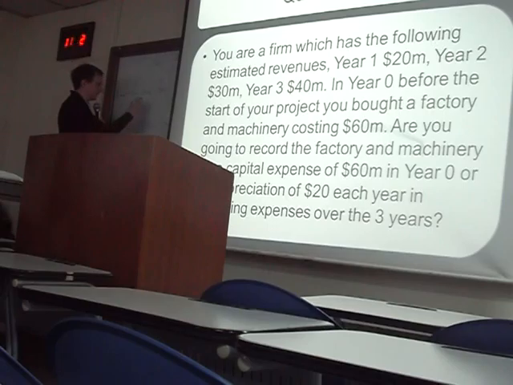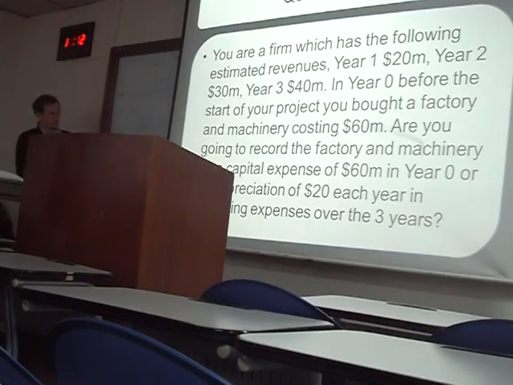So here we can see we get no tax benefit, and here we get the tax benefit of 20 million a year, multiplied by the tax rate, 30%. Okay? So the benefit is going to be... That's a big difference. Okay? So, sorry, 18 million. 30% of 60 million is 18 million, right?